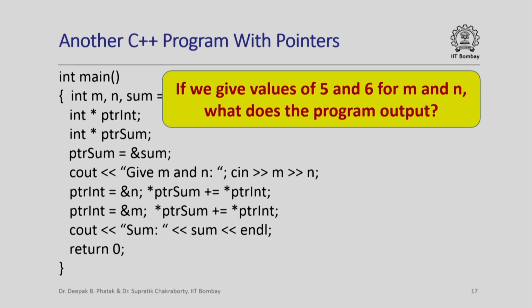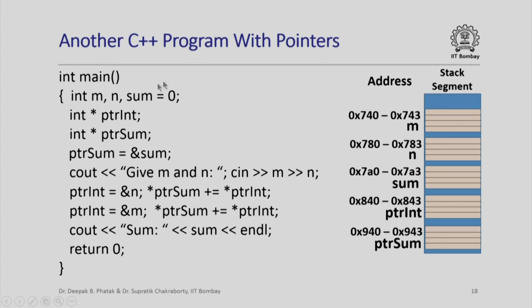Once again, let us go and see how things change in memory as this program executes. So in this case I have m, n, sum, 3 integer variables. So I need to store 3 chunks of 4 bytes in the memory.